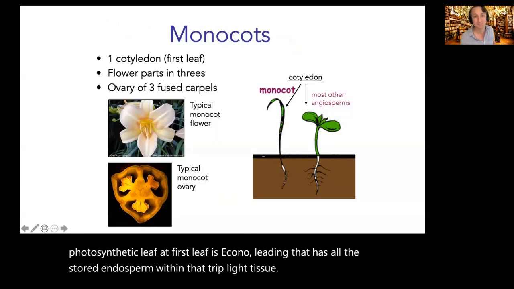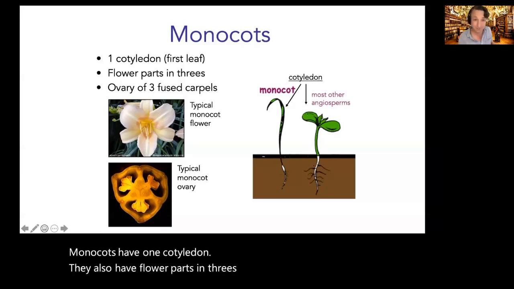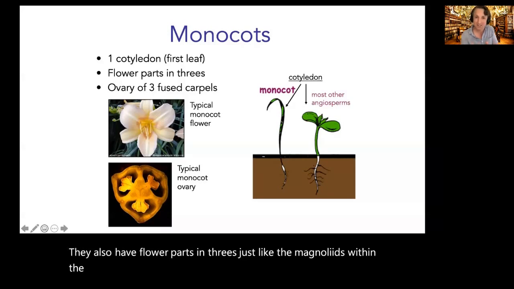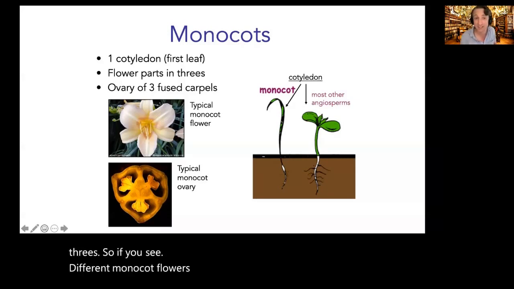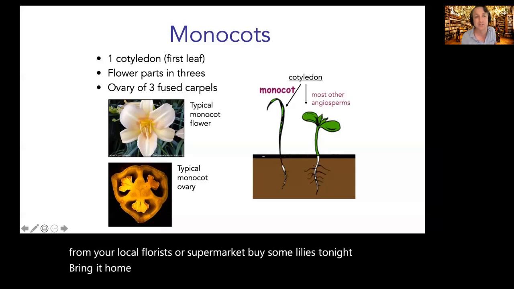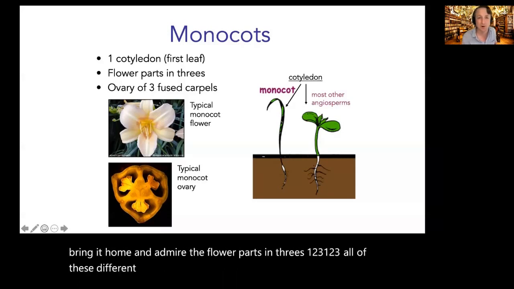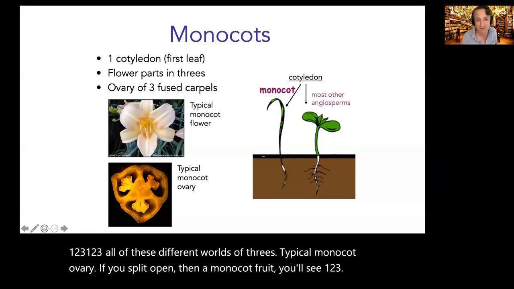Monocots have one cotyledon. They also have flower parts in threes, just like the magnoliids. Within the monocots, we still see this trait of flower parts in threes. So if you see different monocot flowers, such as this beautiful lily, if you get lilies from your local florist or supermarket, buy some lilies tonight, bring them home and admire the flower parts in threes. 1, 2, 3, 1, 2, 3, all these different whorls of threes. Typical monocot ovary, if you split open a monocot fruit, you'll see 1, 2, 3, flower parts in threes. Okay.